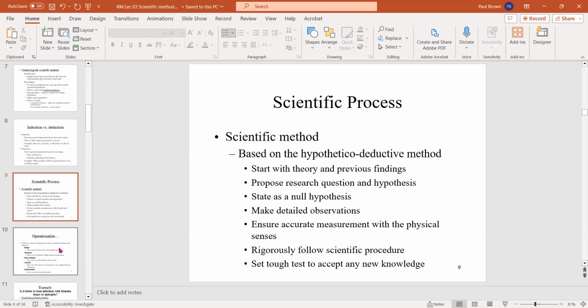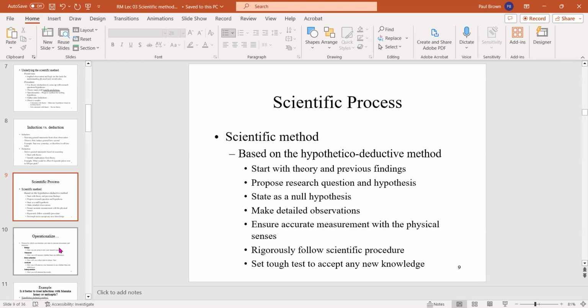So this is the basis of all scientific research, what we're talking about today. We're going to talk about the process by which what's called the hypothetico-deductive method, which is basically the way that everyone does science, here at UC Merced and every other campus.